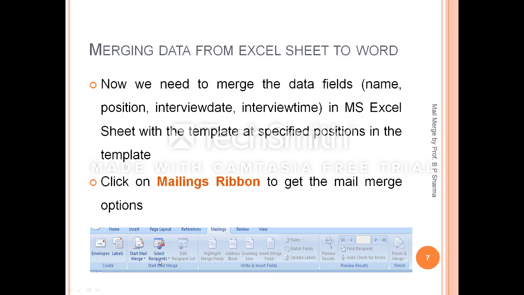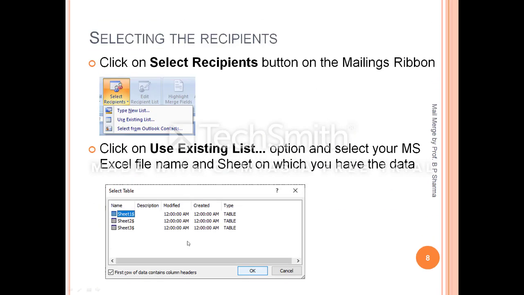Then you need to select the recipients. The first thing is to select the recipients, the people to whom you are going to send this document. So this is to start with. Here are the points. Selecting your recipients: click on the Select Recipients button on the mailing list.